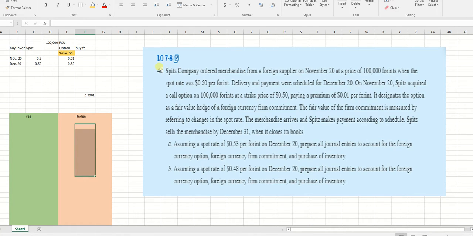Okay, so we're going to do number 40. Spritz Company ordered merchandise from a foreign supplier on November 20th. So here's a keyword, they ordered it. They didn't buy it. So I'm thinking in my head, probably a firm commitment.